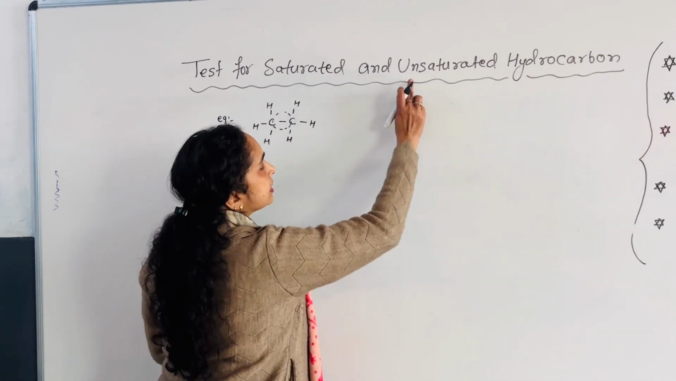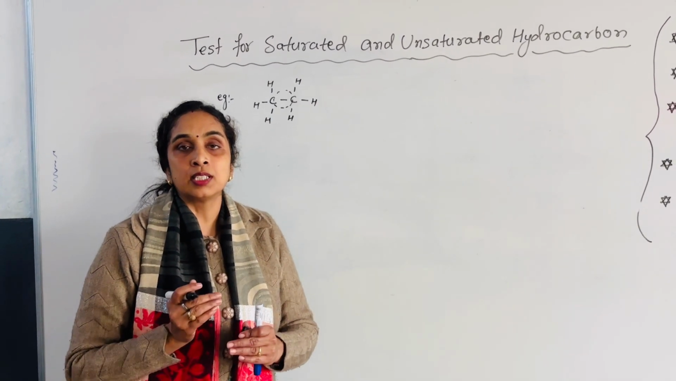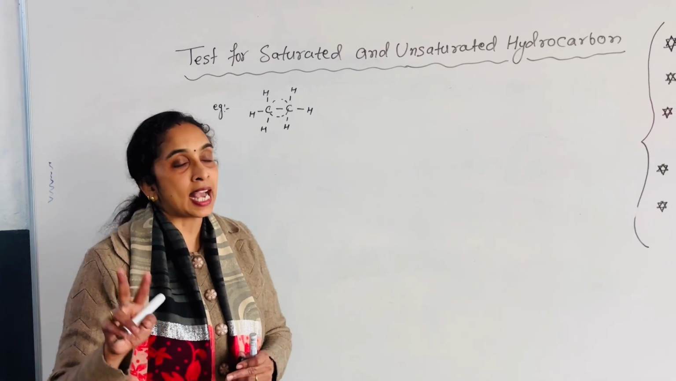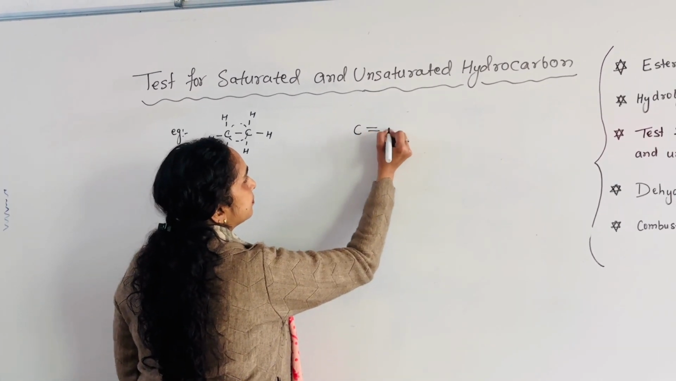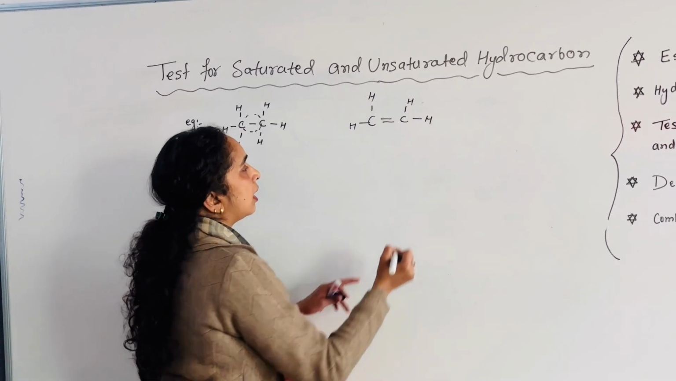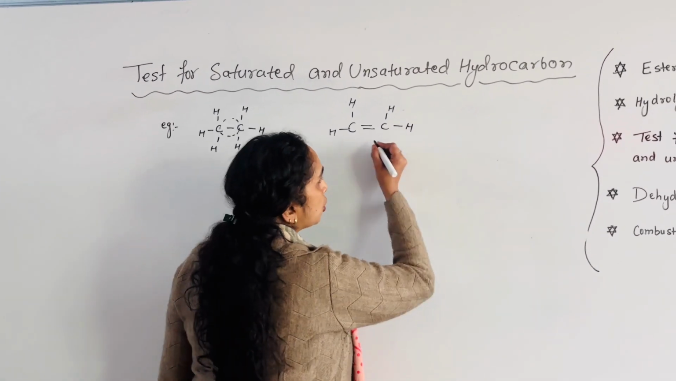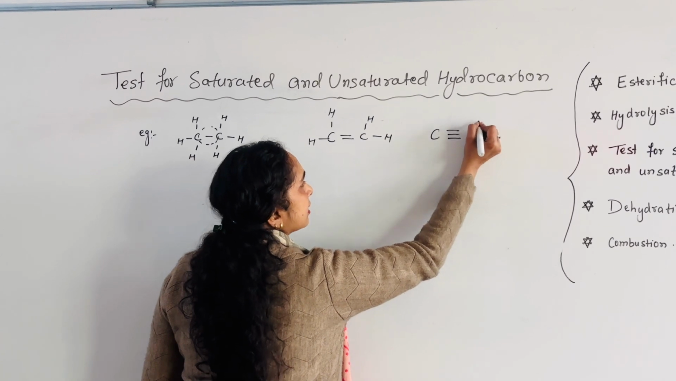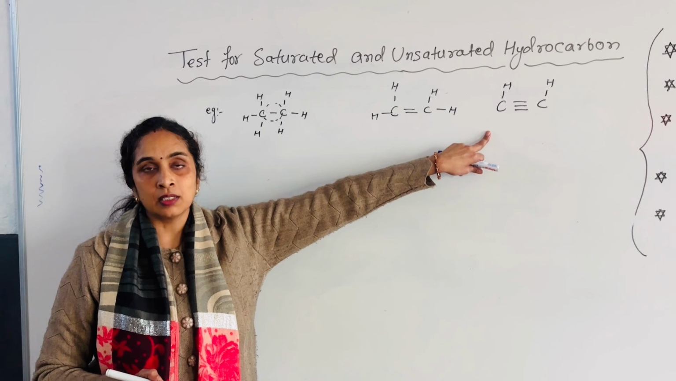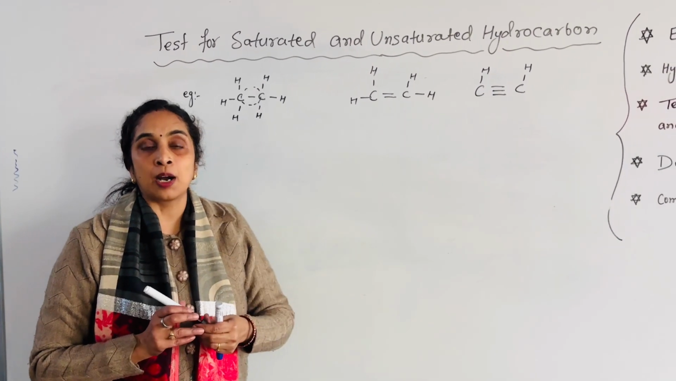Another one is unsaturated hydrocarbon. It means hydrocarbon with a double or triple covalent bond between two carbon atoms, like this. This is the unsaturated hydrocarbon which contains a double bond between two carbon atoms, and this is the unsaturated hydrocarbon which contains a triple covalent bond between two carbon atoms.